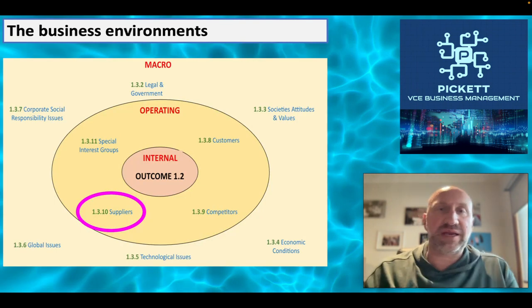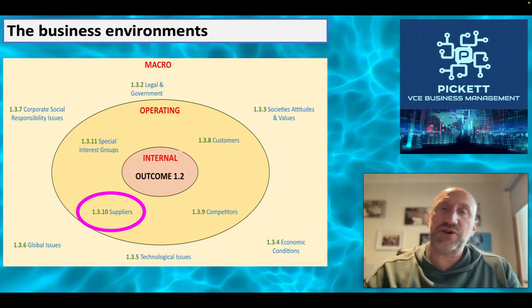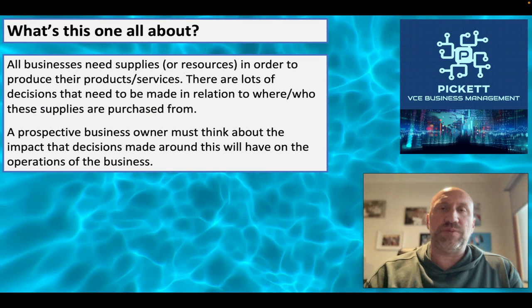And back to our usual diagram so we can see where it fits in. So the third of the 4 factors that we consider in the operating environment here. Final one will be special interest groups. And obviously we've already covered customers and competitors. So what is this one all about? So suppliers, what are we talking about here?